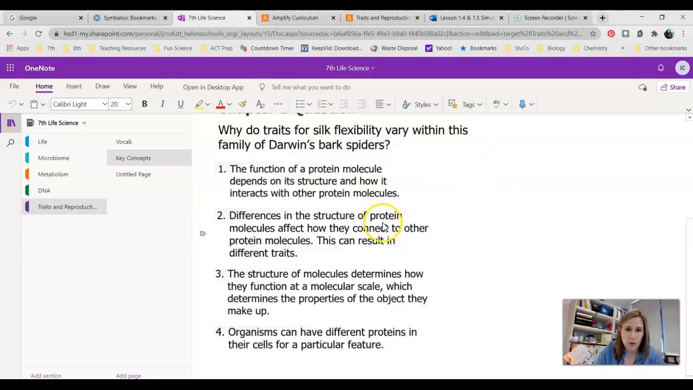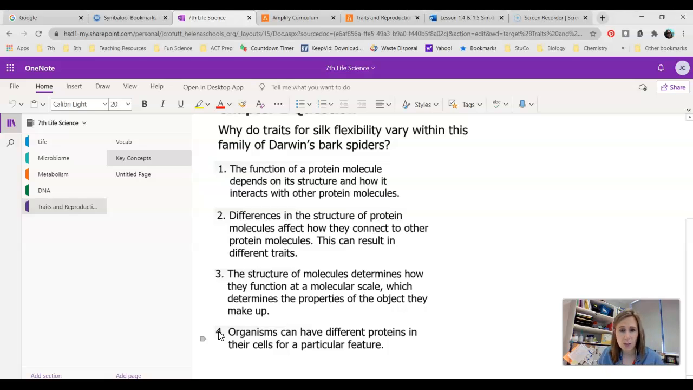To add to that though, you have 3 more key concepts today that we'll look at. Number 2: differences in the structure of a protein molecule affect how they connect to other protein molecules. You saw that yesterday when we connected those individual protein molecules. Because of the structure, they connected differently. This can result in different traits. So different jobs or different functions could also lead to something like different traits, for instance your eye color, however that may look.